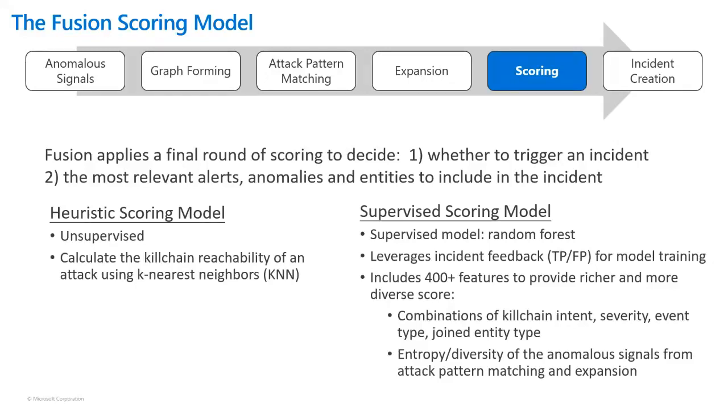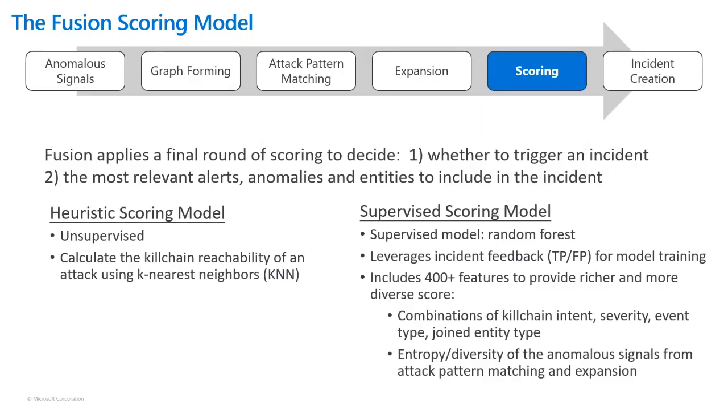So we worked on the supervised scoring model. At a high level, training the supervised scoring model is basically leveraging customers' feedback, so true positives and false positives, and linking them to the broad features we have built in the model. That includes first the tactics, severity, joint entity types, and the event type and their combinations. The joint entity types are host, IP, and account. When it comes to event type, the model needs to understand: is this event coming from endpoint, or is it Azure activity, or is it Office activity, etc.